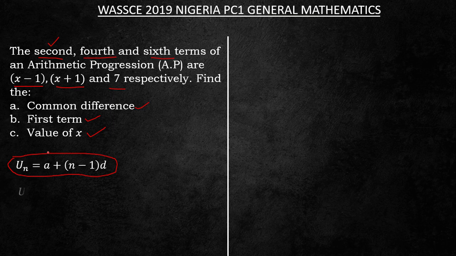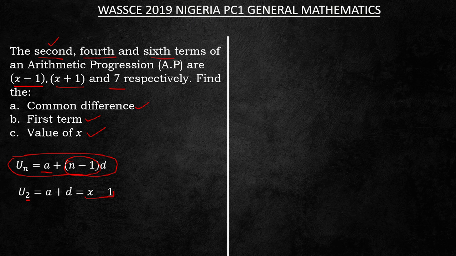So in this case, we have the second term. When n is equal to 2, we have a, where a represents the first term and d is the common difference. If I put 2 over here, I get 2 - 1, which gives me 1. So this bracket gives me 1 times d, which is just d. So u2, the second term, is equal to a + d, and it has been given in the question as x - 1, which is this over here.